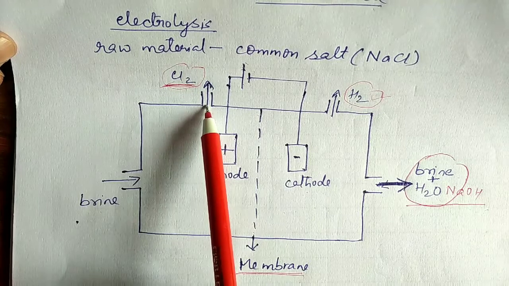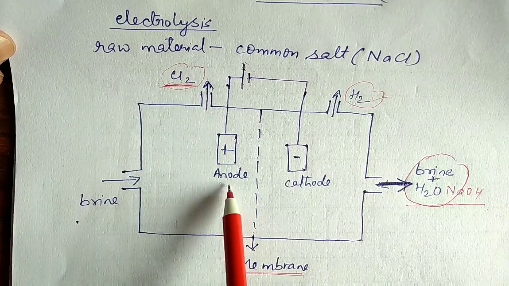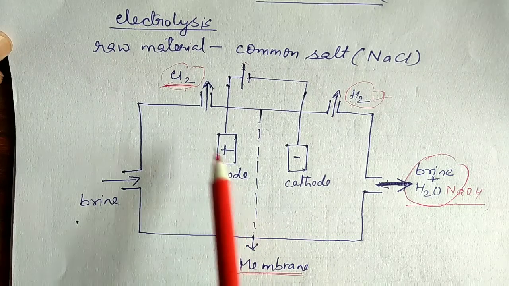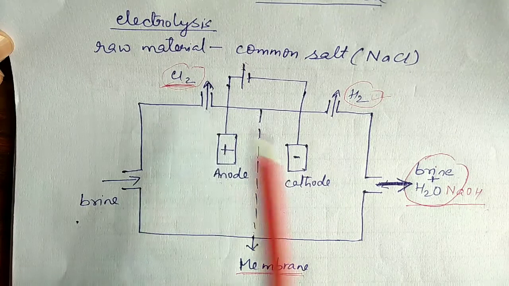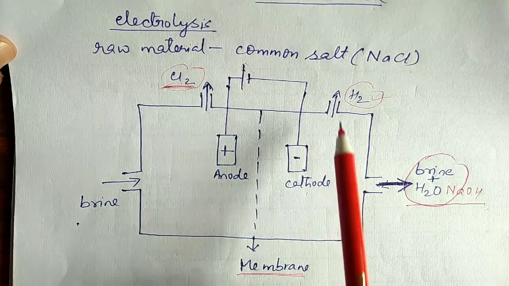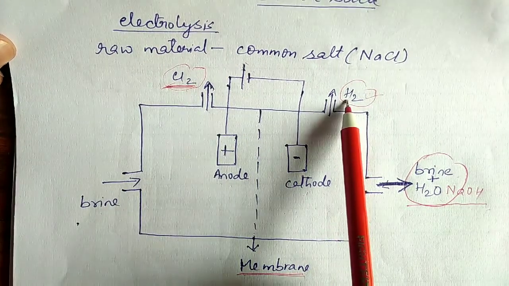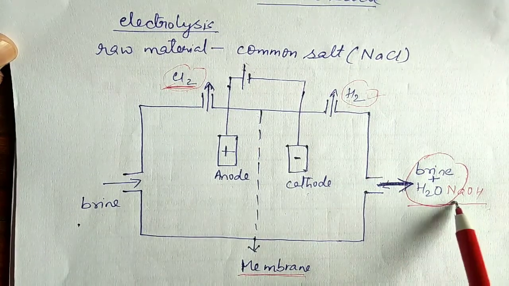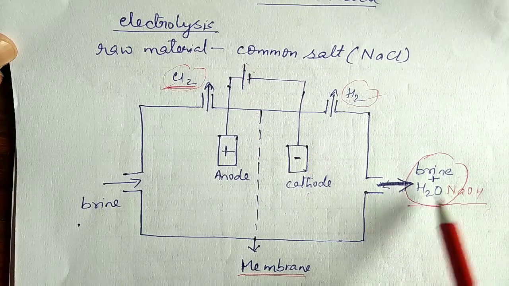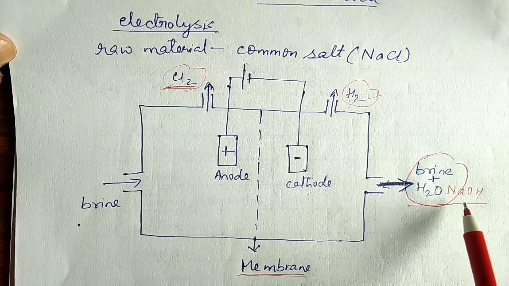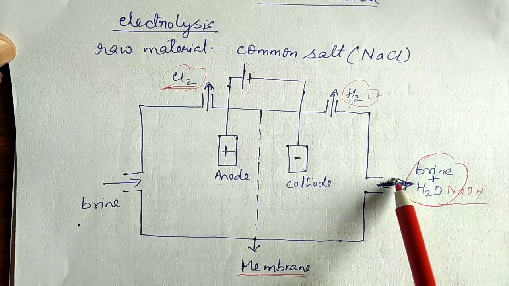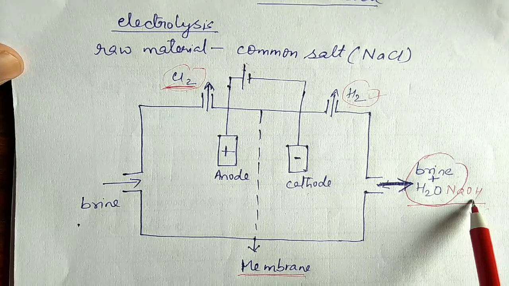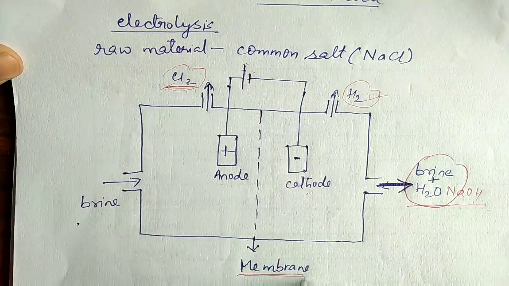One is chlorine, and chlorine is towards anode. In the chamber in which anode is present, the product formed is chlorine. The chamber having cathode, the product formed is hydrogen gas, and the main product is NaOH. So you can see this is brine plus water, or you can say NaCl plus water plus NaOH. The third outlet is for the caustic soda which is formed in this process. So this layout is very important.